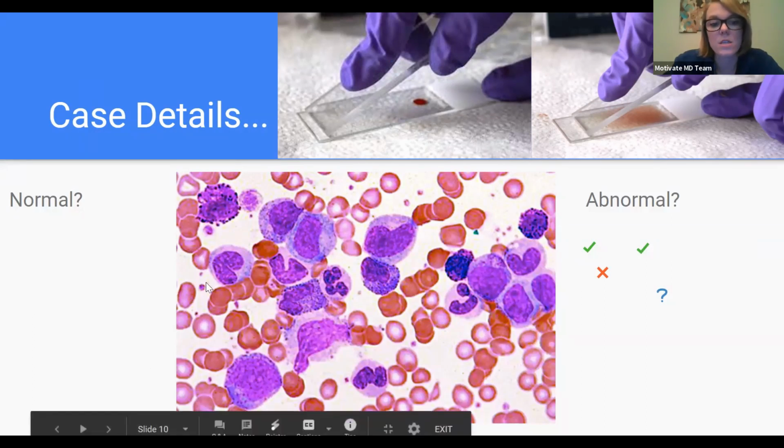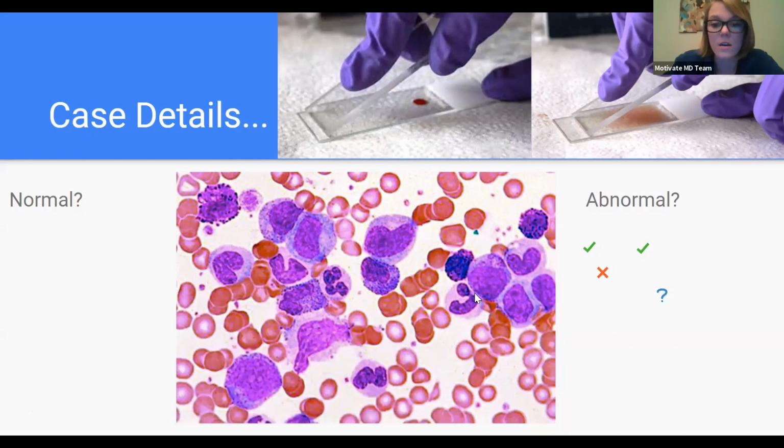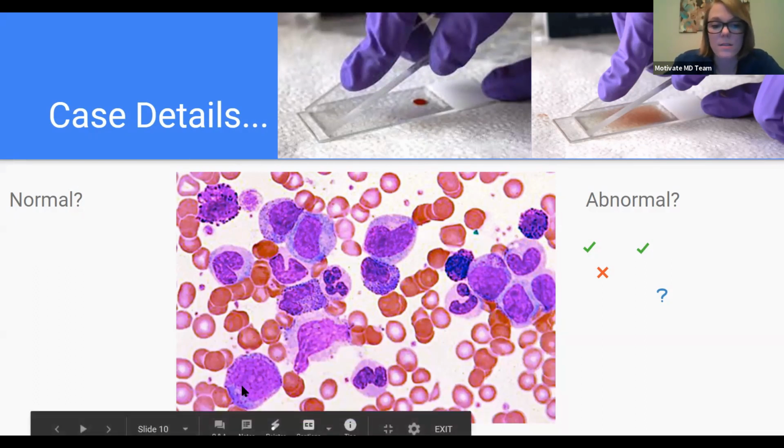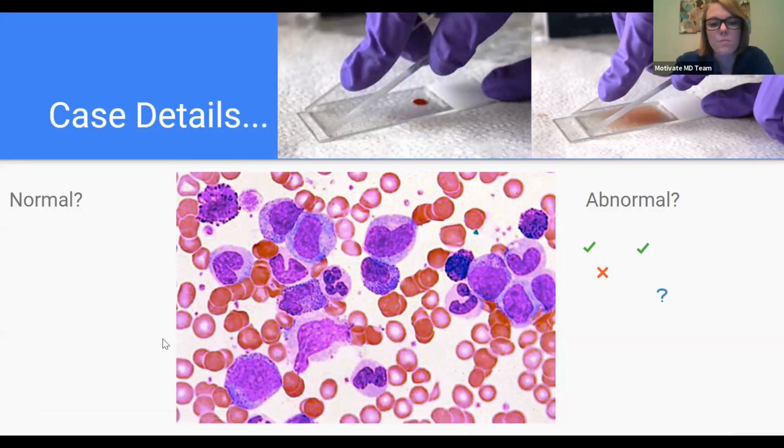Other than this, we do see some immature myeloid cell lines. We see maybe a band cell here. Maybe this is a myelocyte here, maybe a metamyelocyte here. But this is certainly an immature cell. And if you guys are like, oh my God, I don't know any of these cells, that's okay. We're going to go through each of them a little bit later as well. And it takes a lot of practice to learn how to look at these things.